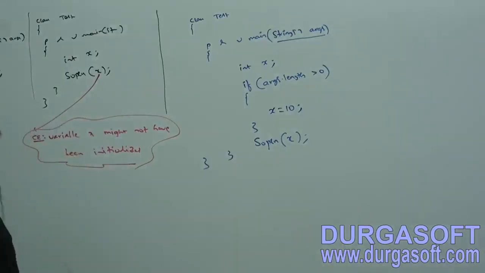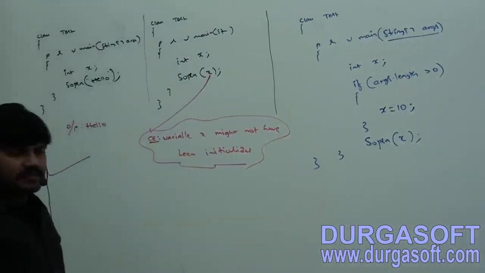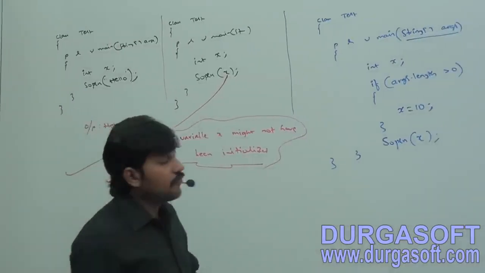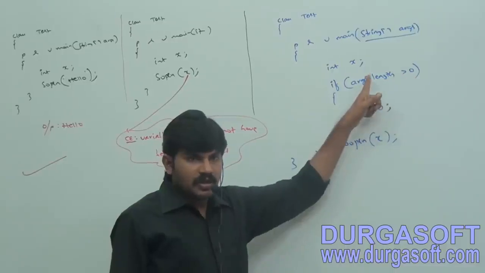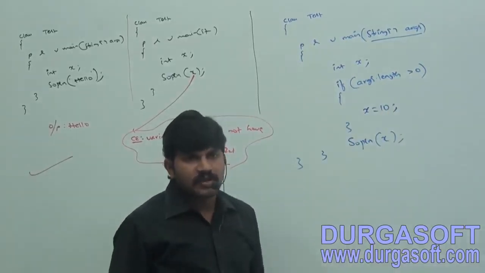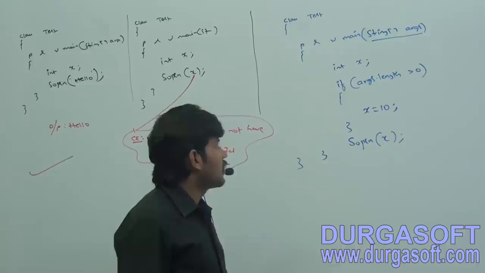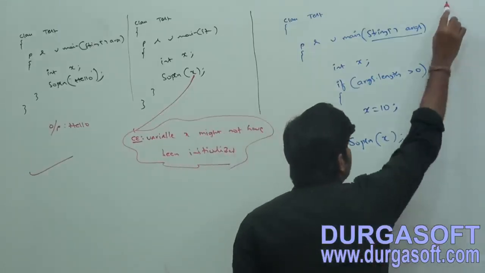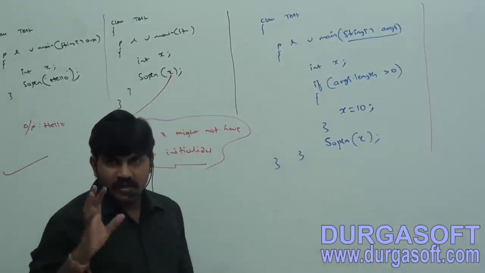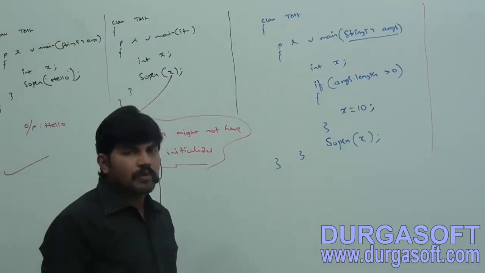Do you know, if I can take like this, now I will ask: compiler, can you please compile? Sir, if we are passing command line arguments, args.length greater than 0, x value is 10 and print SOP of x. Now I will ask, compiler, can you please compile my code? Immediately the compiler is going to tell, Durga, I can't compile.